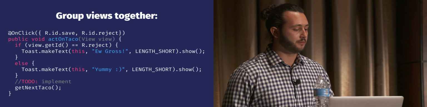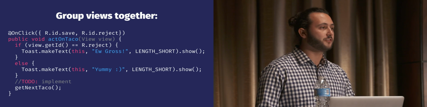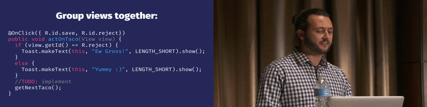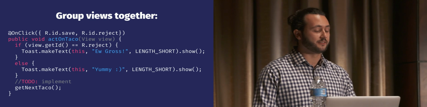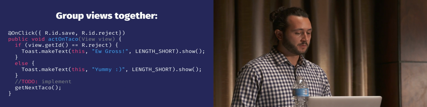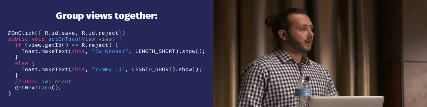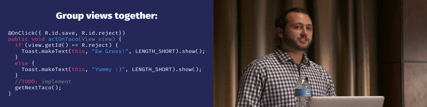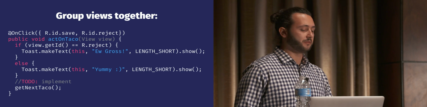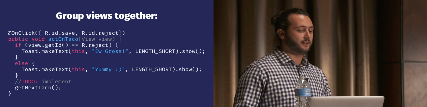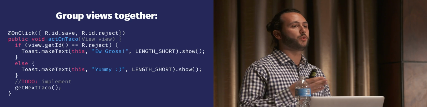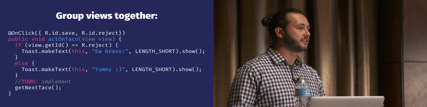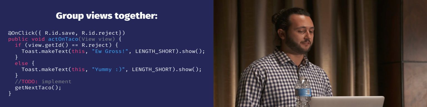A really cool thing about Butterknife is grouping views together. So in this instance, I want the same thing to happen when I click on any of those buttons, the save or the reject button. So what I'm going to do is annotate it with that on-click annotation, and I pass in that list of views. Then on that method, I've passed in the reference to that view, and I can do whatever I want to do based on that view's ID or any other property that we can access on that view.